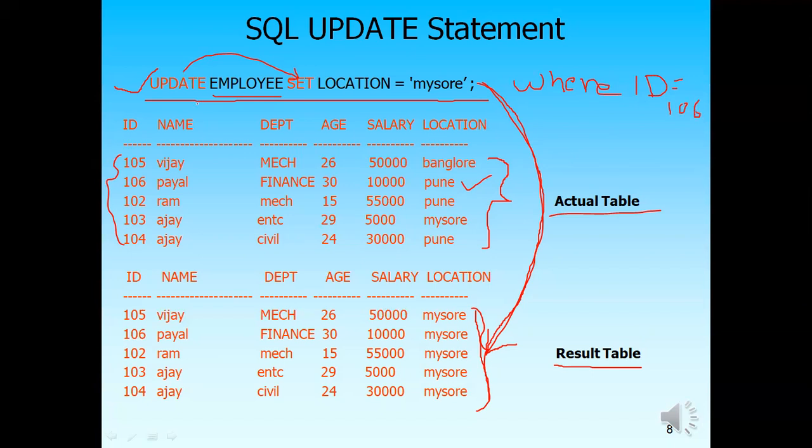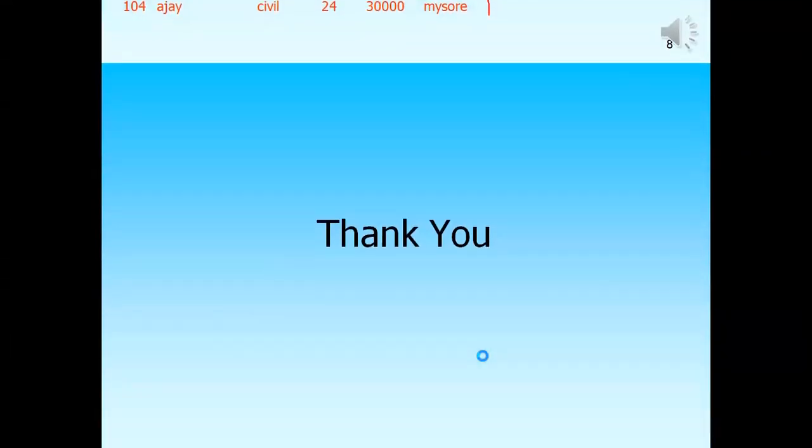So update employee set location equal to Mysore where ID equal to 106 will update only Payal, because we are mentioning the criteria here. I hope, student, you are clear with this syntax. Thank you.